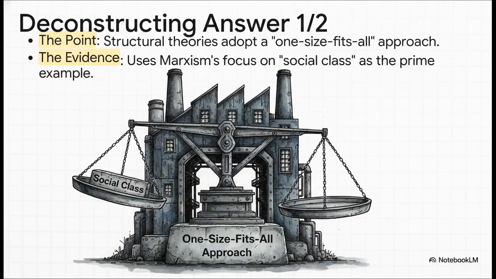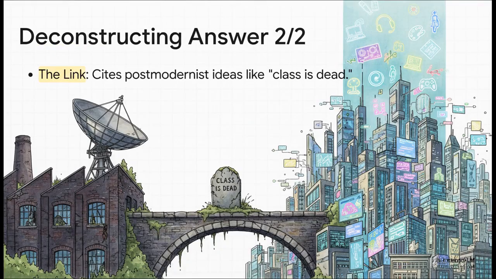So let's break this one down too. The point is, again, crystal clear. They use a one-size-fits-all approach. And the evidence? It's Marxism's intense focus on social class as the key to understanding everything. That's the core of the criticism. And here comes that all-important link.